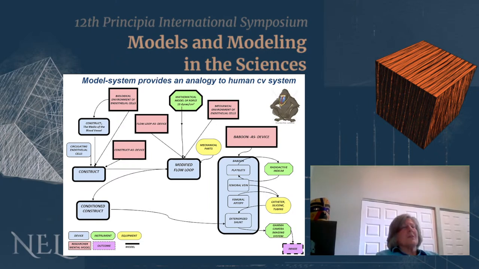So they preconditioned the endothelial cells. They subjected them to the forces. Then they put it in the baboon, very far away and treated very humanely, and you know, no baboon problems here.